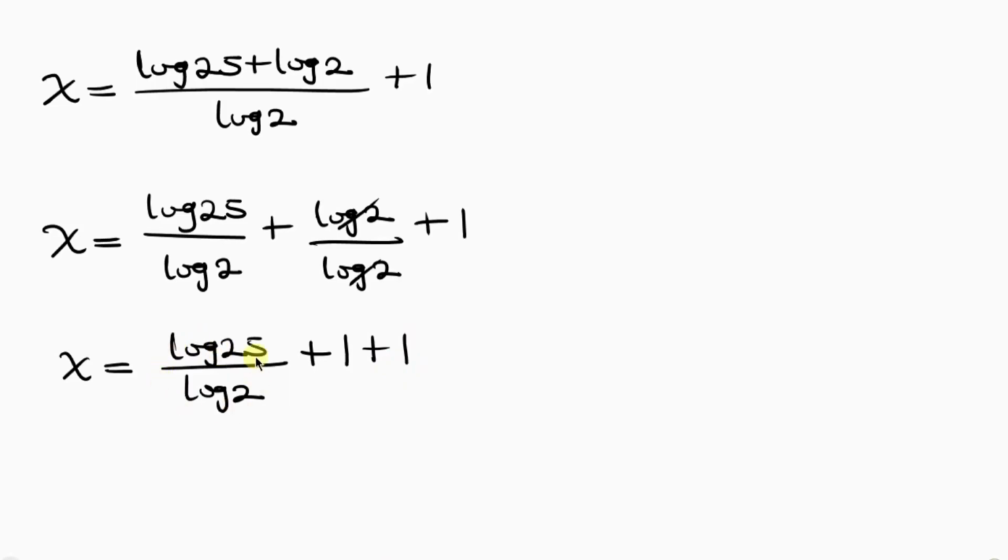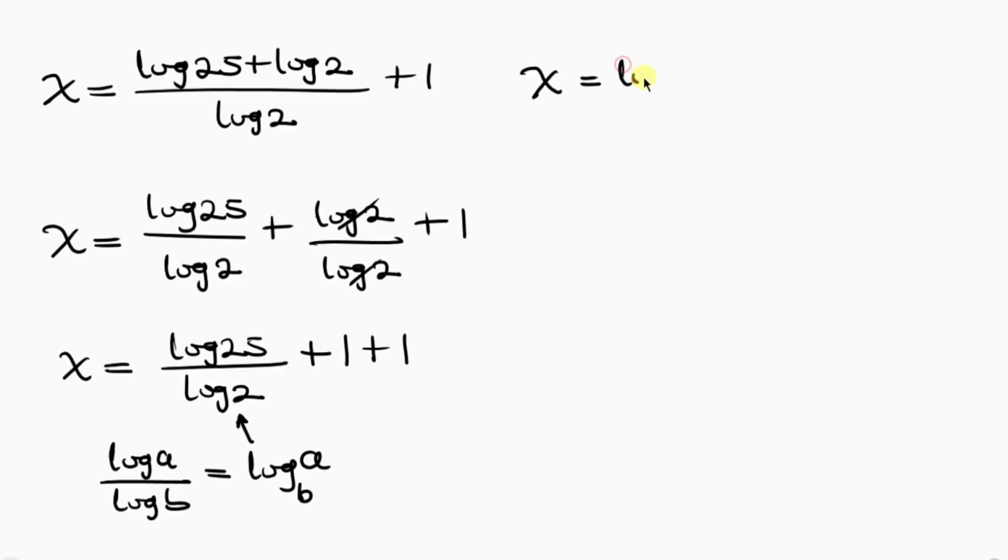Now what I have here, I'm going to be applying the law of logarithm that says when I have the log of A divided by the log of B, this is going to be the law of change of base. This can be written as log A base B. Now let's apply this to what we have here. So x is equal to log 25 base 2 plus 1 plus 1, which is 2. And we're going to be calling this our final answer.